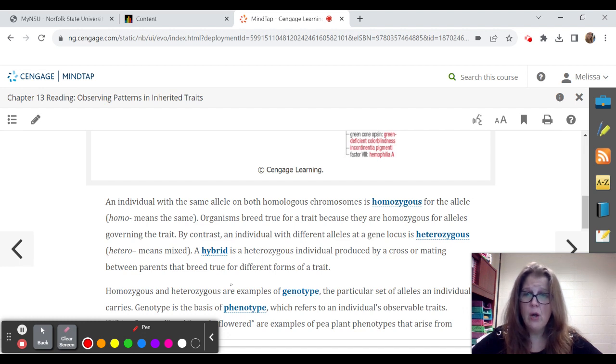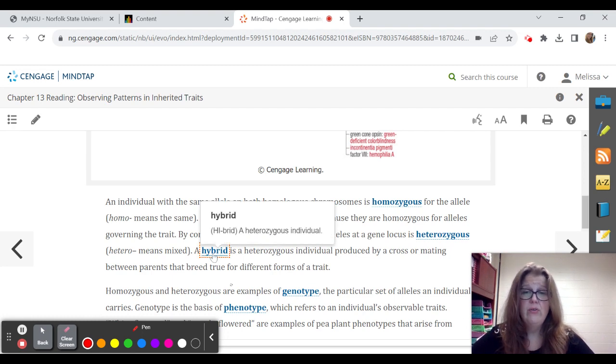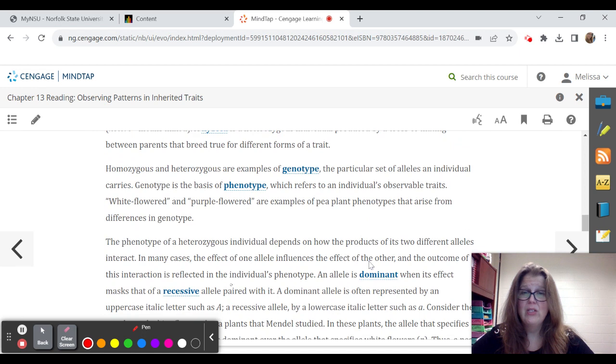So homozygous, the prefix homo means same. If we say homozygous dominant, then this individual has two copies of the dominant. Homozygous recessive, two copies of the recessive. Whereas heterozygous, hetero means different or mixed. The person will have two different alleles. They'll have one dominant and one recessive. And then we talk about hybrid being a cross between matings that breed true for different traits. So heterozygous is often called a hybrid, and you can look at these vocabulary words here.